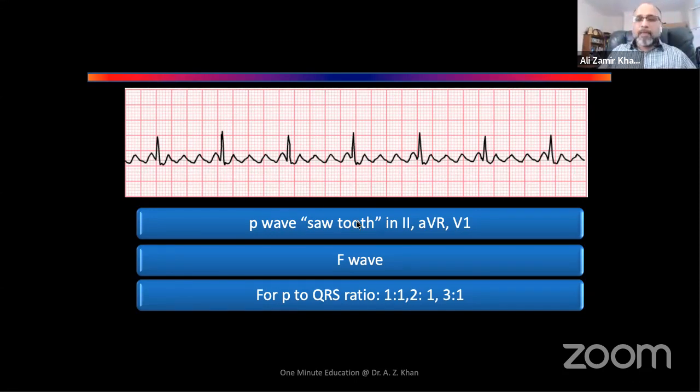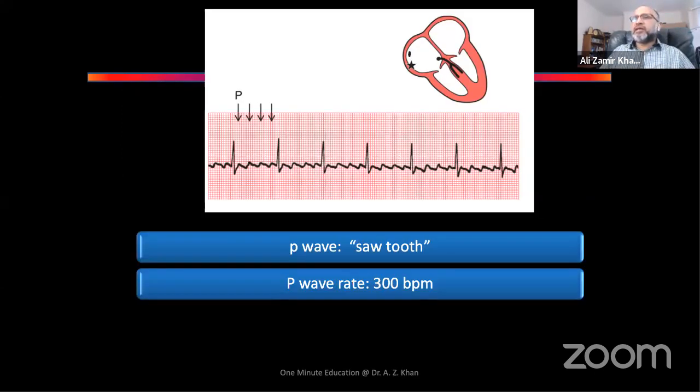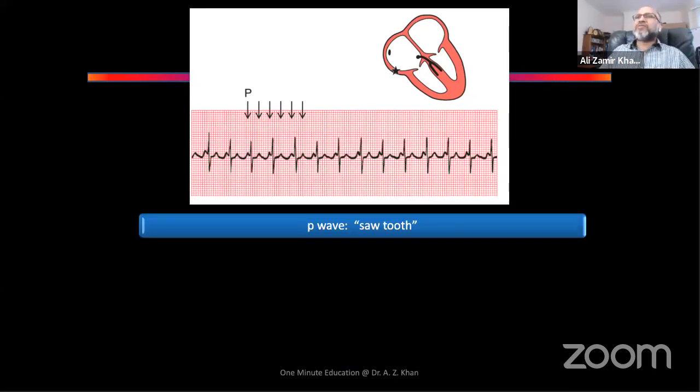Again, I'm going a little fast because we did this yesterday. All right. The most common in atrial flutter is a 2:1 block. So most important, the most common is a 2:1 block. And this is classical atrial flutter. Again, this is a classical atrial flutter. Okay. All right. Again, another one, classical atrial flutter.